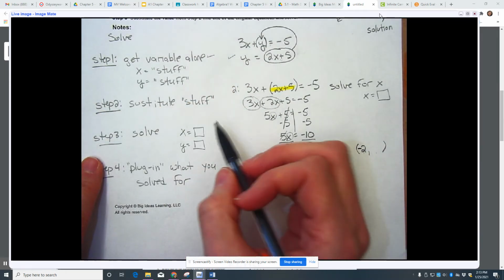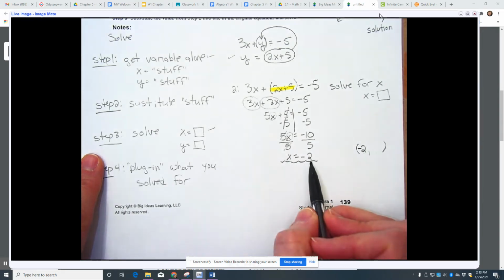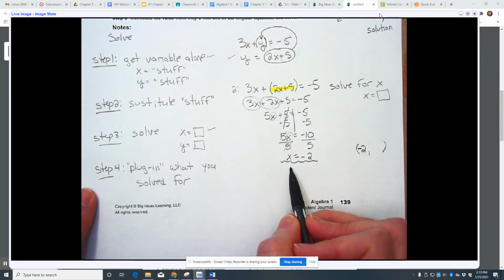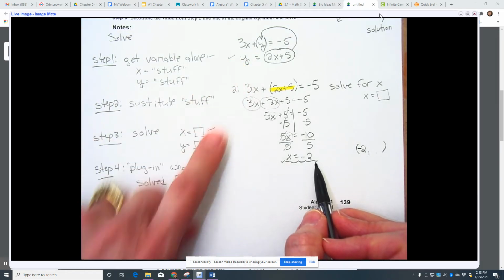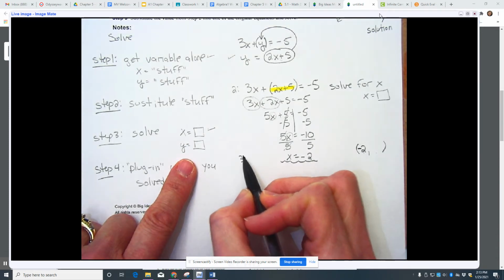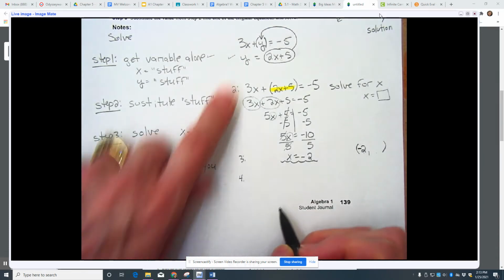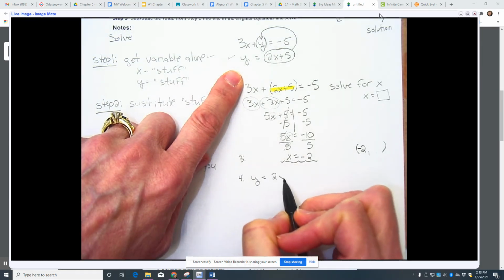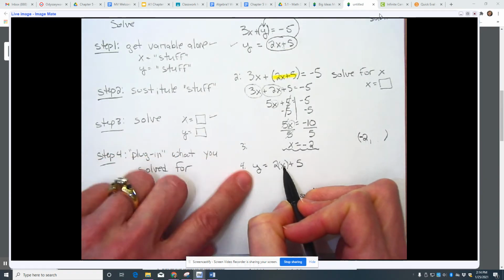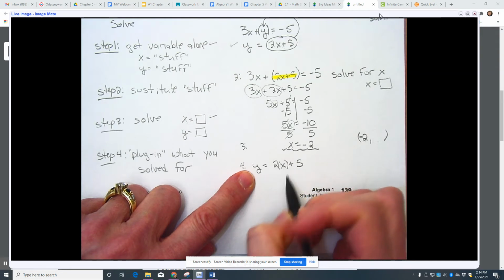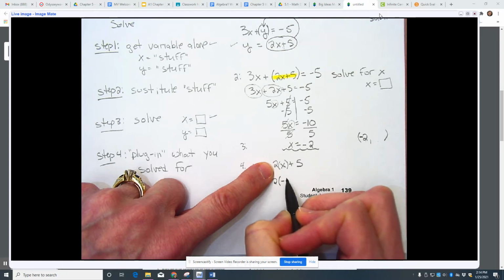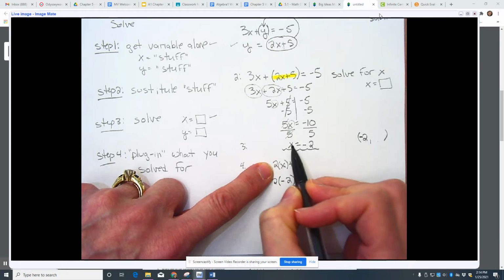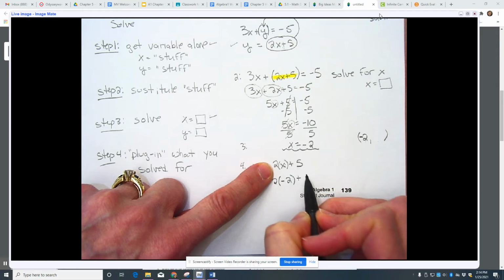So we did step 3, we solved for x equals. Step 4 says plug in what you solved for. So x equals -2, I'm going to substitute or plug in right here. So this was step 3, and now I'm about to do step 4. So I'm going to copy that equation first, y equals 2x plus 5. And I'm going to replace the x with a -2. So I'm going to have y equals 2 parenthesis -2, because x is equal to -2, plus 5. That's a copy job.